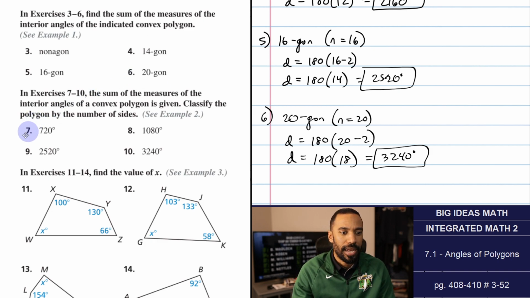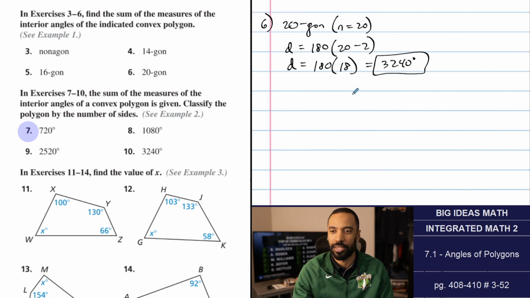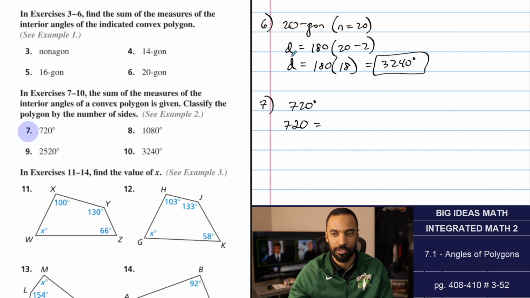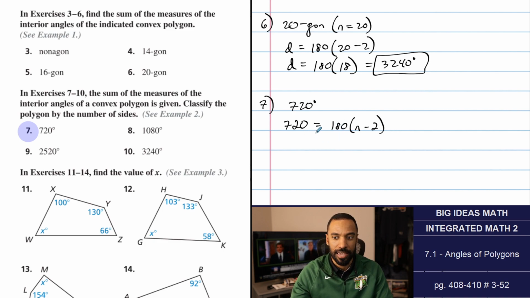Let's keep going. In exercises 7 through 10, the sum of the measures of the interior angles of a convex polygon is given. Classify the polygon by the number of sides. So now we're going to go opposite of what we did before. This is the sum. Let's now find out the number of sides. Use the same formula, but this time we set D equal to 720, the sum, and we try to find N. 720 being the sum is how many triangles? Divide by 180. 720 divided by 180 is 4. There are 4 triangles in this shape, 2 fewer triangles than there are sides. Add 2 to both sides, you get 6. There are 6 sides. It's a 6-sided shape, also known as a hexagon.